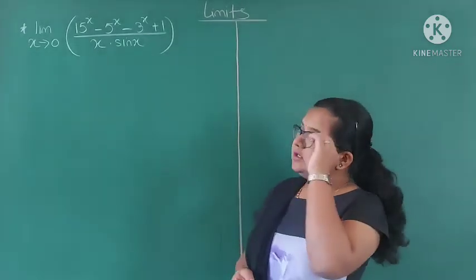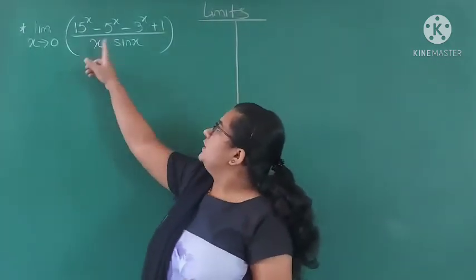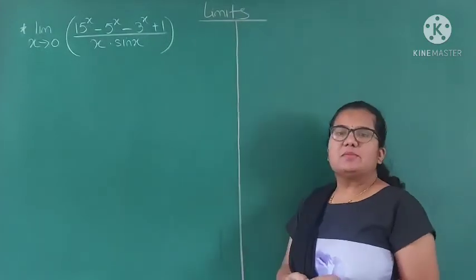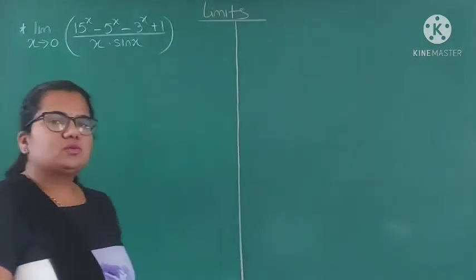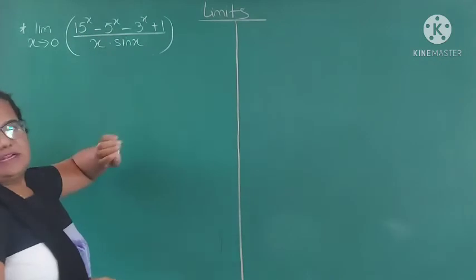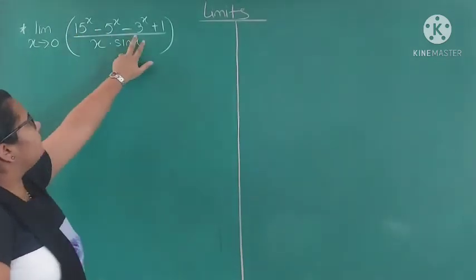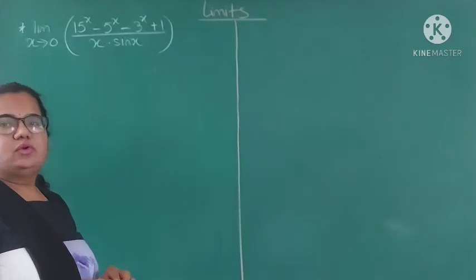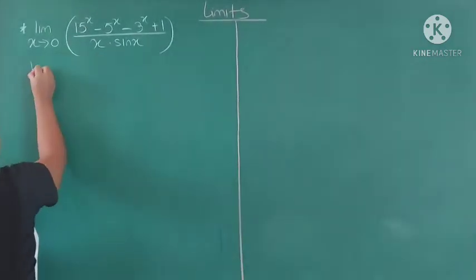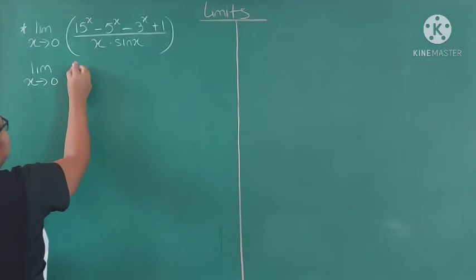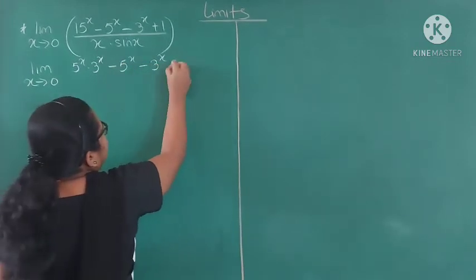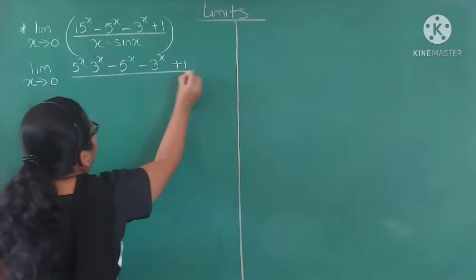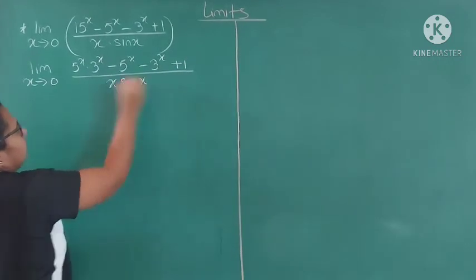Okay, clear? Yes. Let us see the next example. So limit as x tends to 0, you have 15 raised to x minus 5 raised to x minus 3 raised to x plus 1 upon x sin x. Now in these types of sums, you have to see whether any one number is a multiple of the other two. You can see 15 is 5 into 3. So what I am going to do is I will split 15 raised to x as 5 raised to x into 3 raised to x, minus 5 raised to x minus 3 raised to x plus 1 upon x sin x.